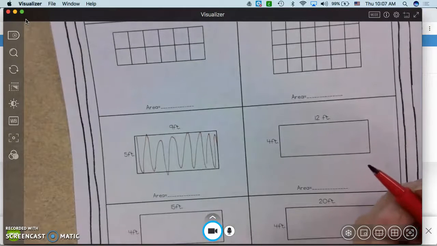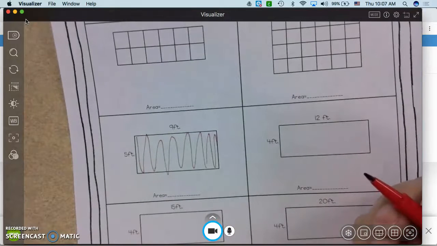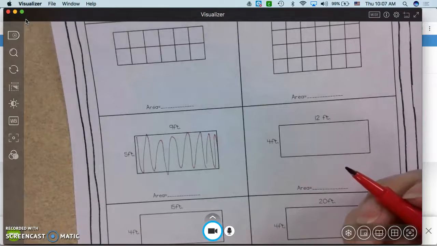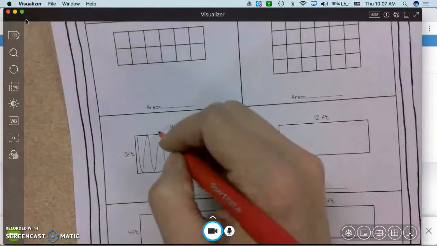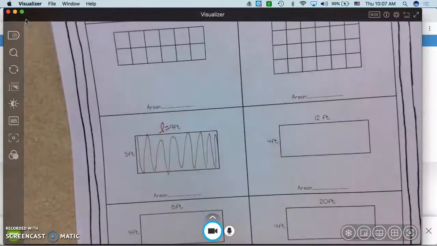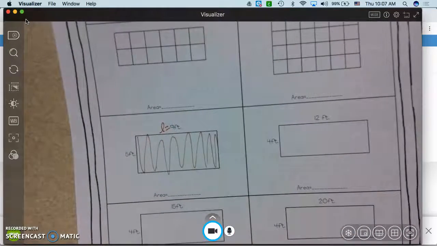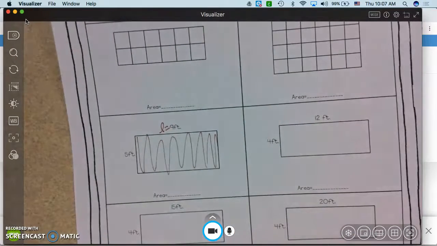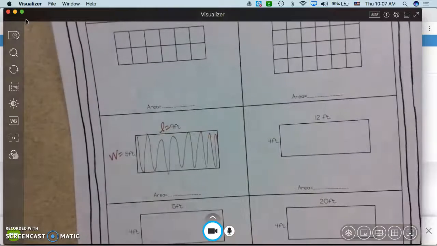So let's designate one of these as our length and one of them as our width. Croy, which one would you like to be the length? 9 feet. Cool. And that means 5 is going to be our width.